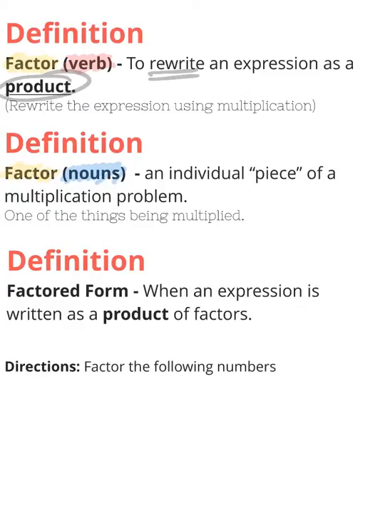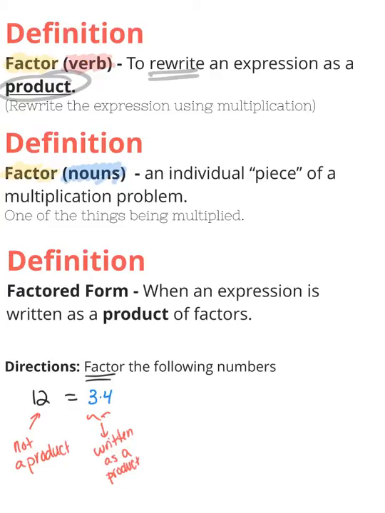So for example, let's say we're supposed to factor the number 12. Right now 12 is written as a number. This is not a product. So what I could do is write an expression that's the same number as 12, but rewriting it as a product. For example, 3 times 4. So over here, this is written as a product. The action of rewriting it, starting at 12 and rewriting it as 3 times 4, that was an action called factoring.